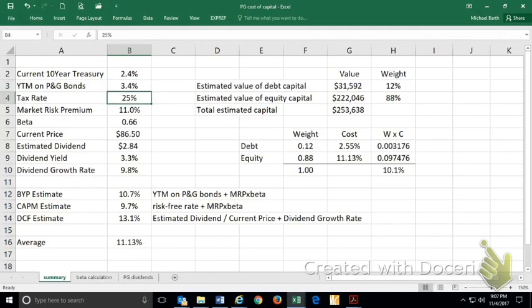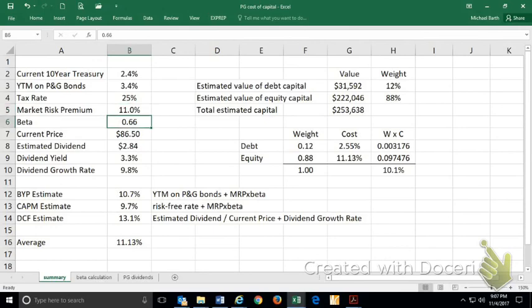I got their average tax rate, and you're supposed to use the marginal tax rate, but their average tax rate is actually pretty stable at roughly 25%. They do a lot of business overseas, which lowers their effective tax rate. I estimated the market risk premium at 11%, and I'll go over where I got that from, which is high by historical standards, but I believe today it really is that high.